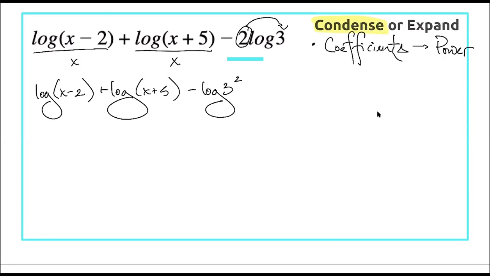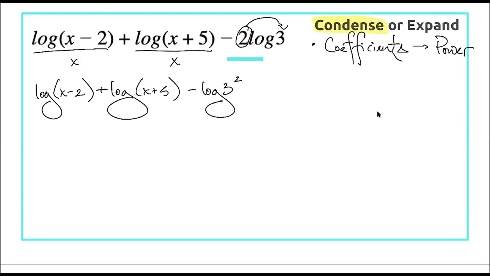Okay. What is the base here, by the way? If I haven't written it, what is the base? 10. Perfect. That base is 10, right? So when we don't write the base, it's a common log, which means that it is a base 10.